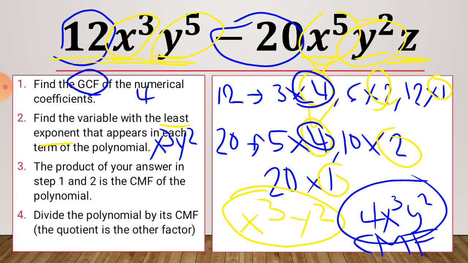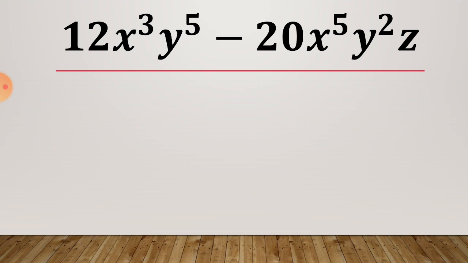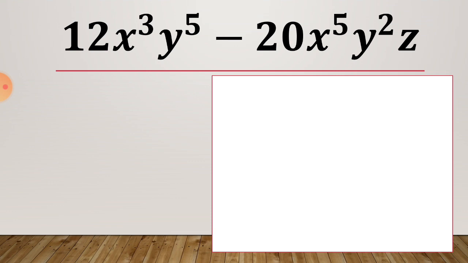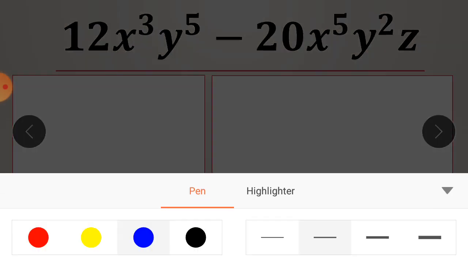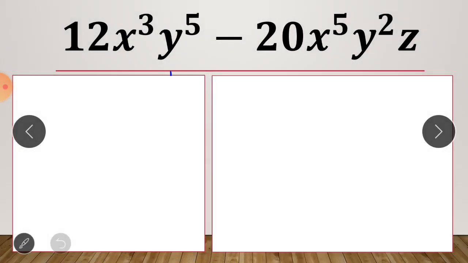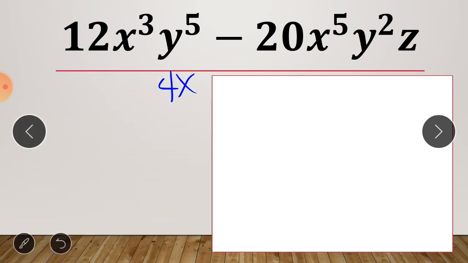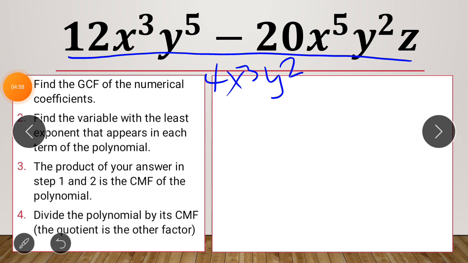Divide the polynomial by its CMF. So our CMF is 4x cubed y squared. So let's divide the given by our CMF. So again, our CMF is 4x cubed y squared. Okay, so we're going to divide this now.